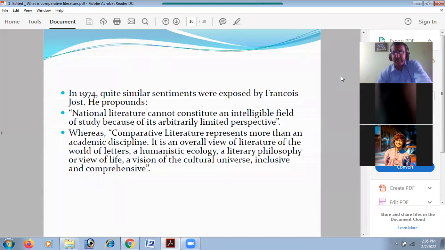We know that in the case of society, in the case of nature, we see the ecological balance. So in this field, Jost claimed that comparative literature is a humanistic ecology, a literary philosophy or view of life, and a vision of the cultural universe, exclusive and comprehensive. So many fields and so many important things can be done if we compare national literature with other literature, national literature with world literature, as Goethe commented earlier.